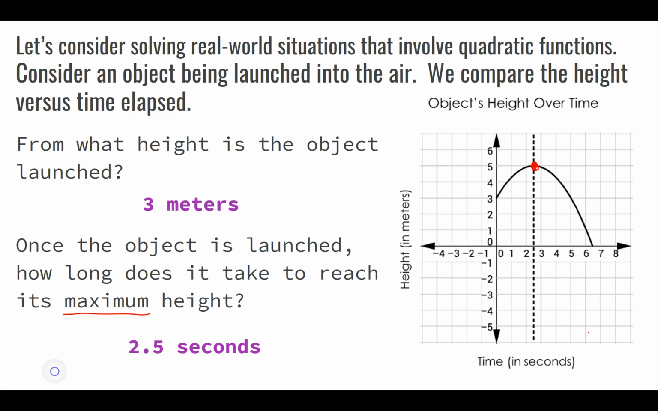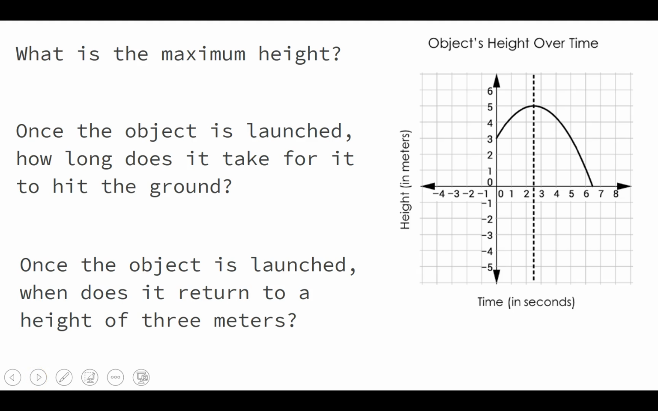All right. And what is the maximum height? So we're looking at the same point. What is that maximum height? 5 what? 5 meters. Good. All right. So we looked at the beginning of my graph, right? We looked at the middle of my graph, at the vertex.